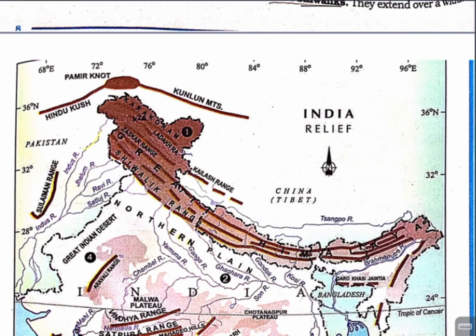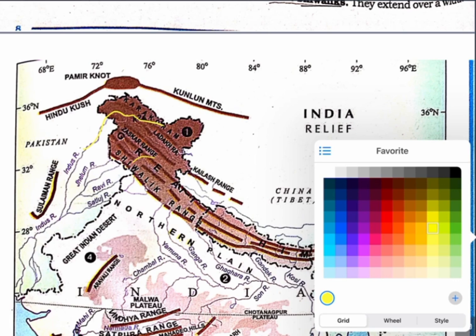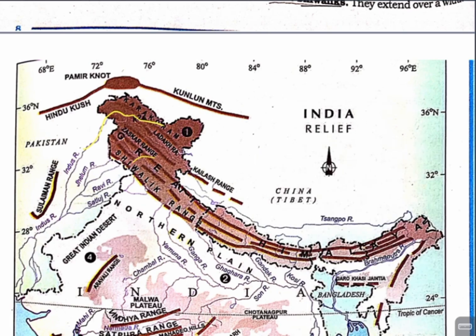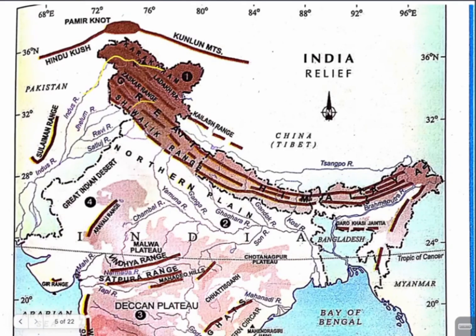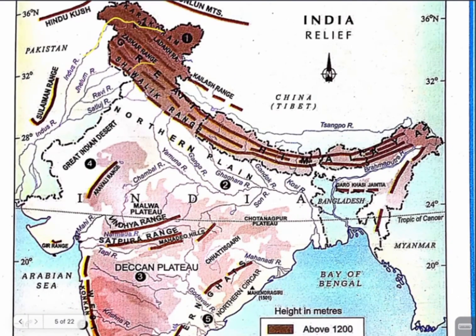So this is the Indus River and the Beas River. It is extended between two important rivers, the Beas River and the Indus River. In this there are various ranges, that is Trans, Greater, Middle or Outer Himalayas.